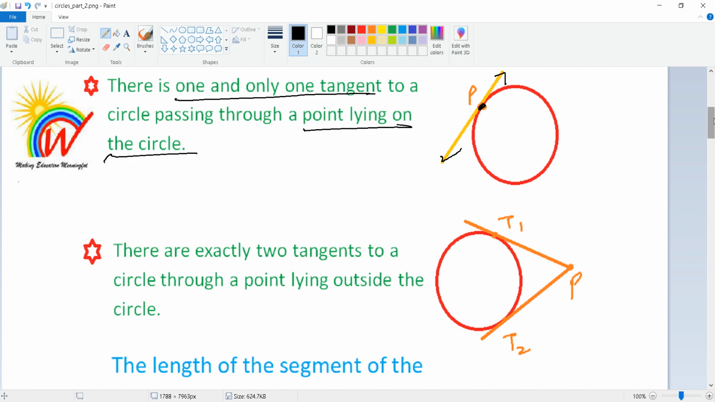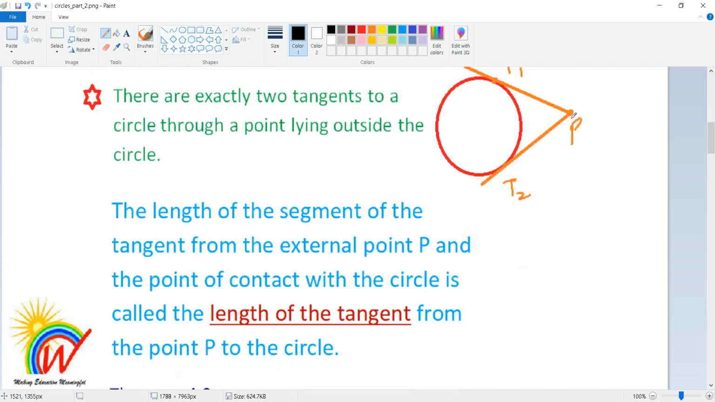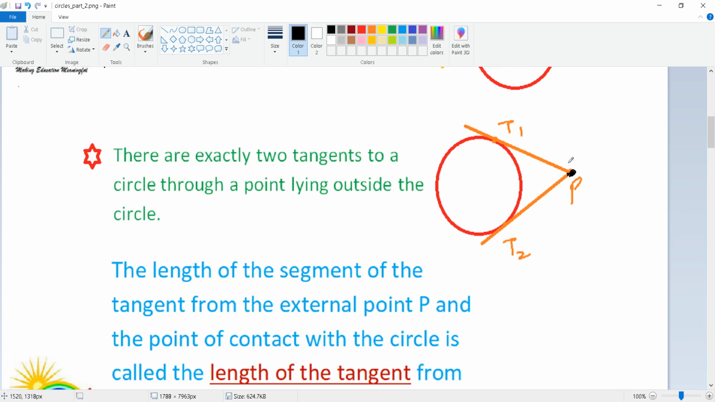Now coming to the third thing, what if you had a point outside the circle, somewhere far away from the circle? From this point you can actually draw two tangents. One touching over here, the other one touching over here, not more than two. So there are exactly two tangents to a circle through a point lying outside the circle. These are the three things you need to remember. When I talk about a point and a circle, there could be only three kinds of point: one is inside the circle, the second is on the circle, the third is outside the circle.